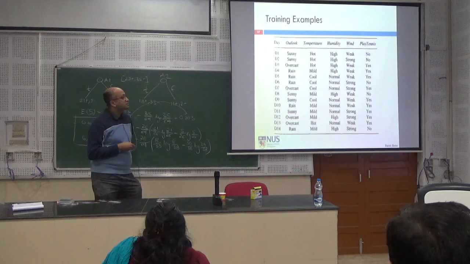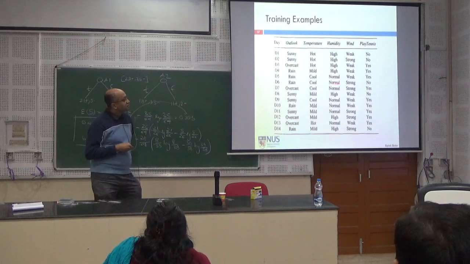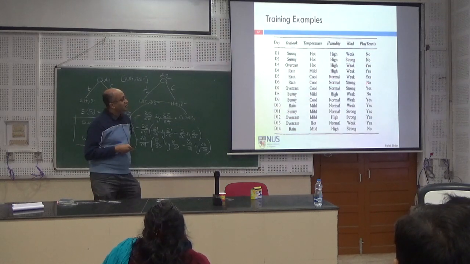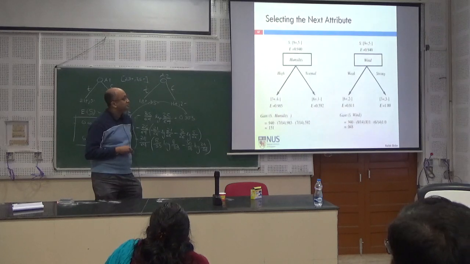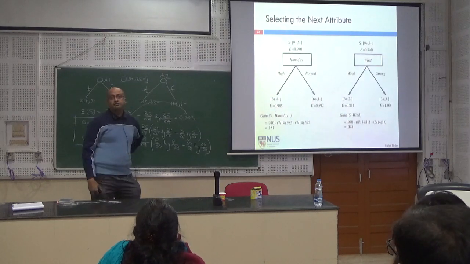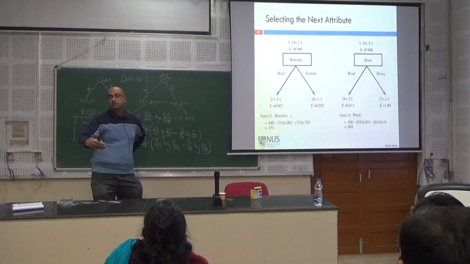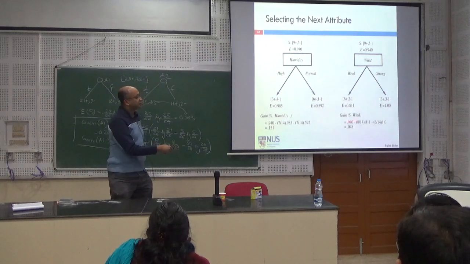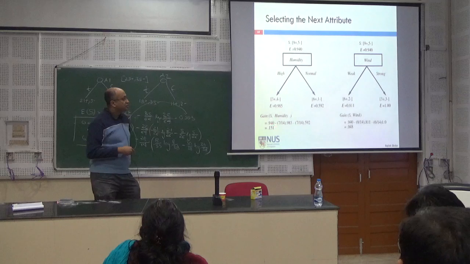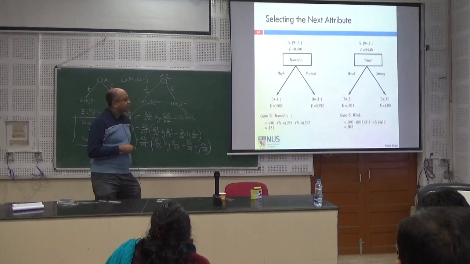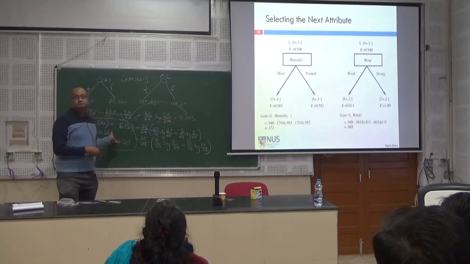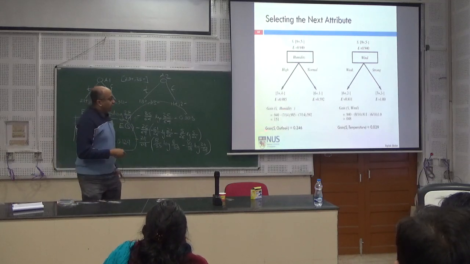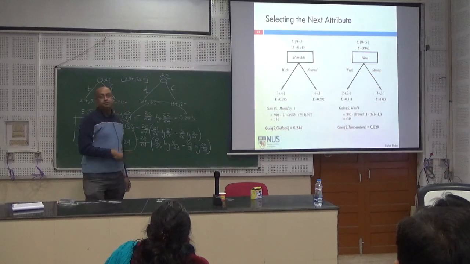And when the humidity is normal, 1 positive, 1 negative, 2 positives, 3 positives, 4 positives, 5 positives, 6 positives. 6 positives, 1 negative. Right? That's the way to interpret the data. And you can do it for wind, and you can do it for whatever, right? Humidity and so on. And then you can calculate what is the gain if you do this. Just like we have done here. Right? And similarly for outlook and temperature.